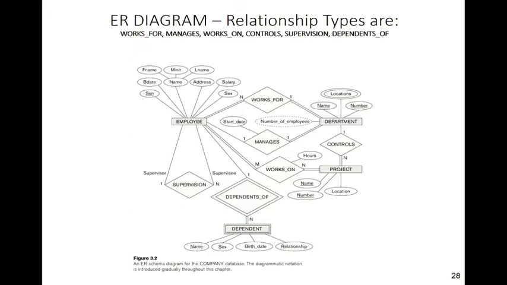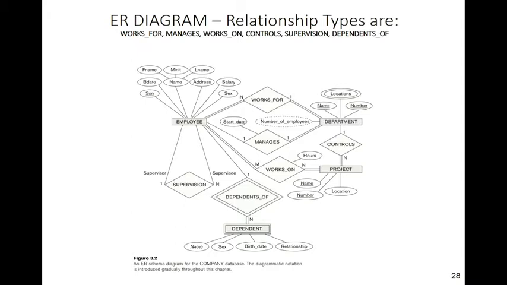What about employee and supervision? An employee may supervise N employees, and an employee is managed by 1 and only 1. And again, I wouldn't call that a binary like they did. I would say that that's a unary relationship.